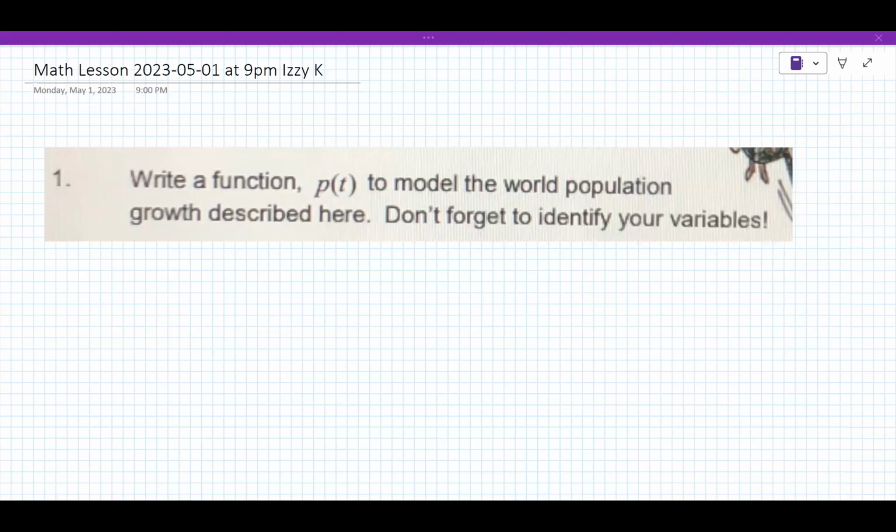Okay, here we go. Write a function P of t to model the world population growth described here. So they give you some information at the top. They tell you that in 2009, the population is 6.8 billion. Is that okay? You see that there?